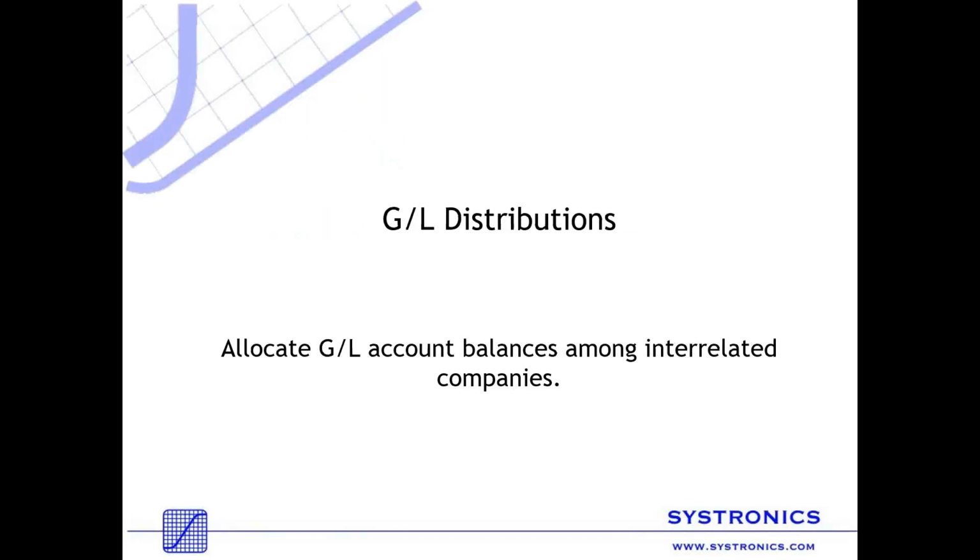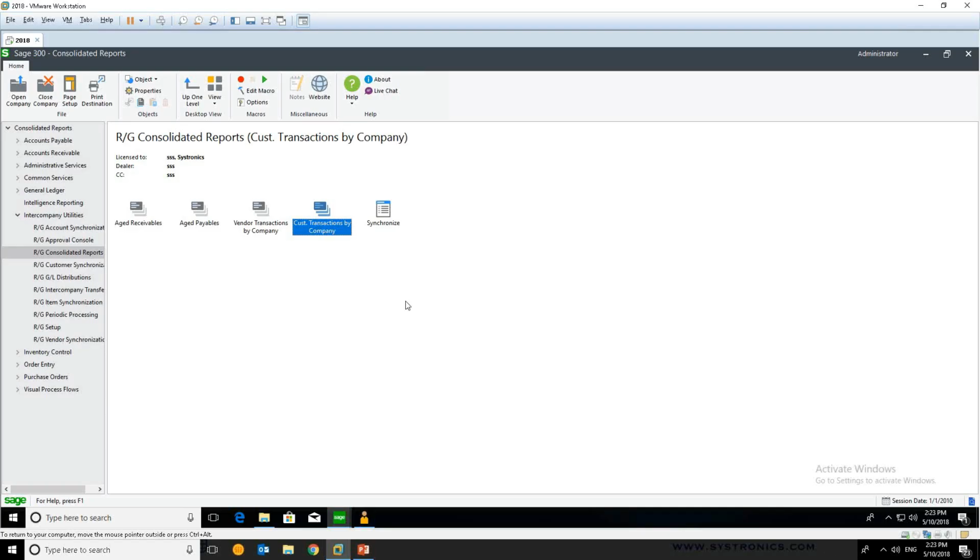Next is the GL Distribution submodule, which allocates account balances among Sage 300 companies. For example, you can use this tool to distribute the expenses or profits from the parent company to the branches. You can even create invoices for these transactions. So let's again see it in reality.